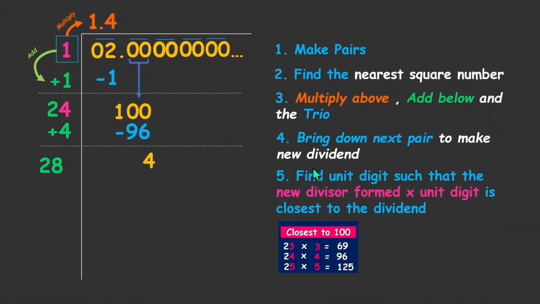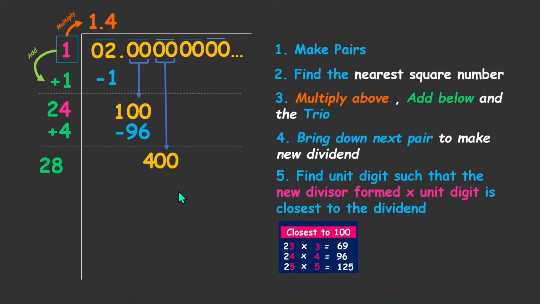And then we do the same steps over and over to get the next digits of the square root. To get the full dividend, we'll bring down the pair of zeros, and to get the full divisor, we'll pick the units digit such that we put it 3 times here, here and here, such that the product of the new divisor into that unit digit, which comes in the quotient, would be the closest to 400.